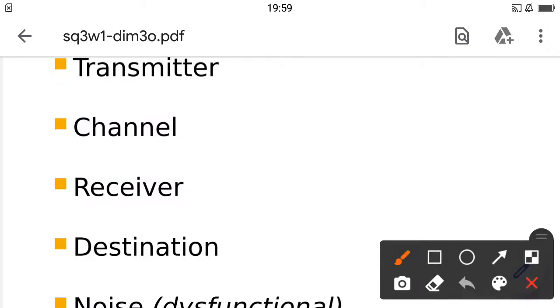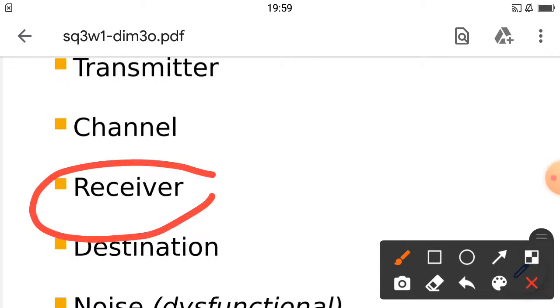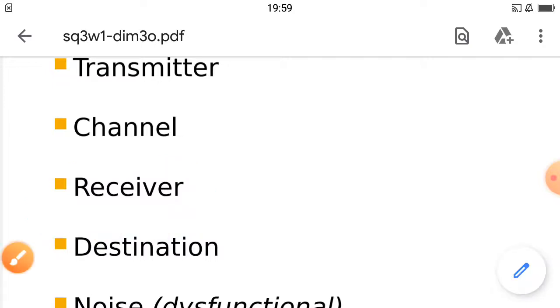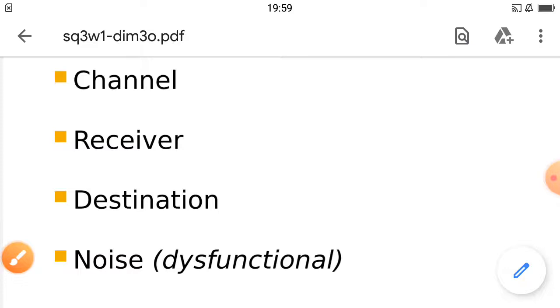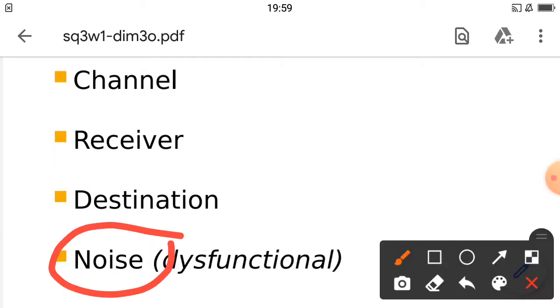and after the channel there is a receiver which decodes the message from the signal, and finally there is a destination where the message finally arrives. We also need to keep in mind that there is a 6th element, and that is noise.